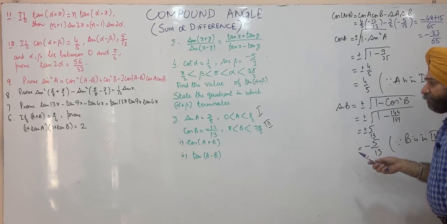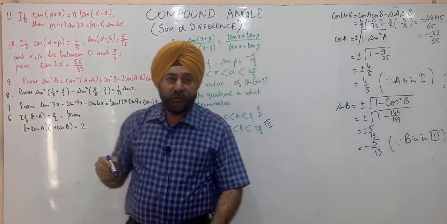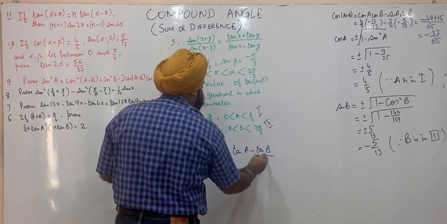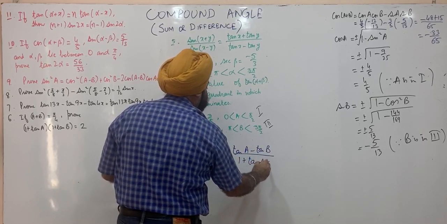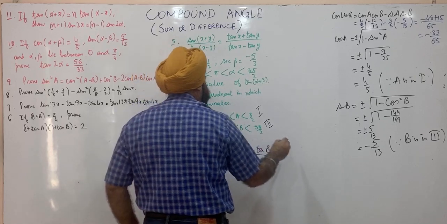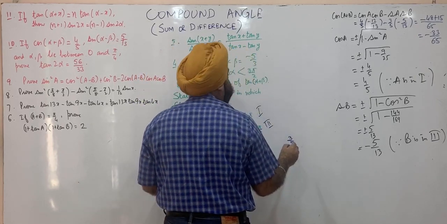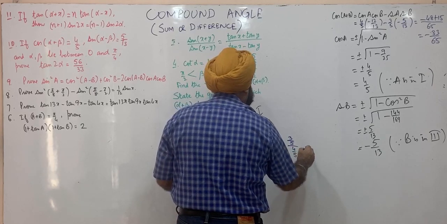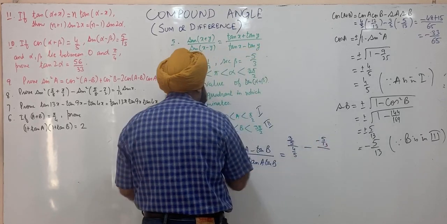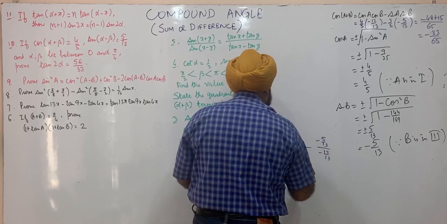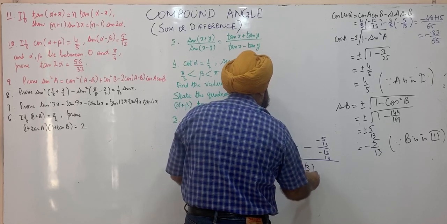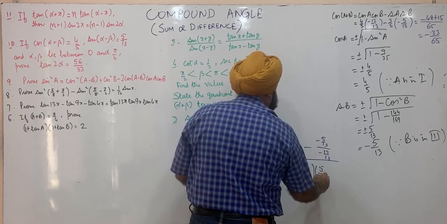We can find the value of tan of A minus B. We know tan of A minus B is tan A minus tan B upon 1 plus tan A into tan B. Tan A is sin A, 3 by 5, upon cos A, 4 by 5, minus tan B. Sin B is minus 5 by 30 upon cos B, that's minus 12 by 30, upon 1 plus tan A, this is 3 by 4, and this is tan B, this is 5 by 12.